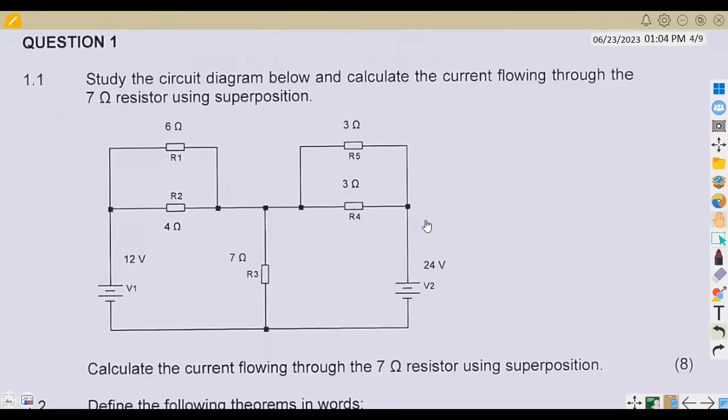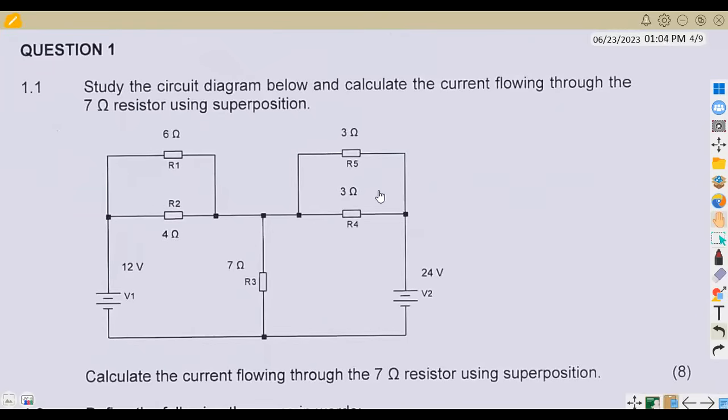All right, so we had the first part of our question, which was question number 1. That is on the superposition, the application of the superposition. Study the circuit diagram below and calculate the current flowing through the 7-ohm resistor using superposition. So we are supposed to apply the superposition theorem to calculate the current that is going to flow through the 7-ohm resistor, which is this one, R3. That is our 7-ohm resistor in this case.